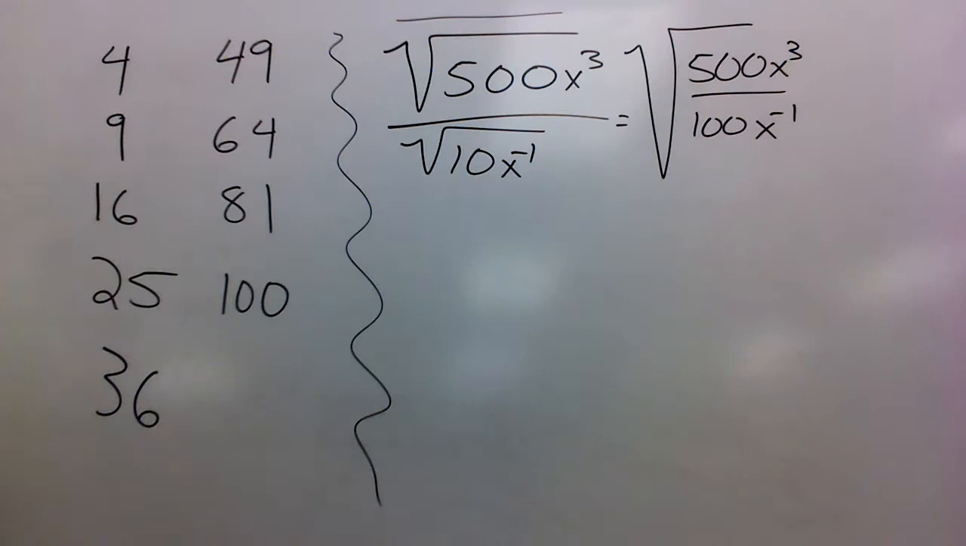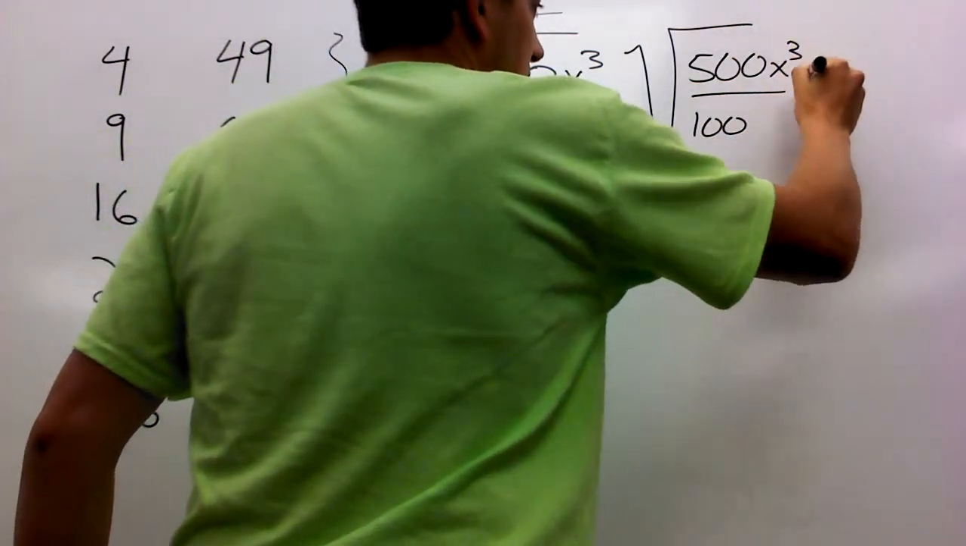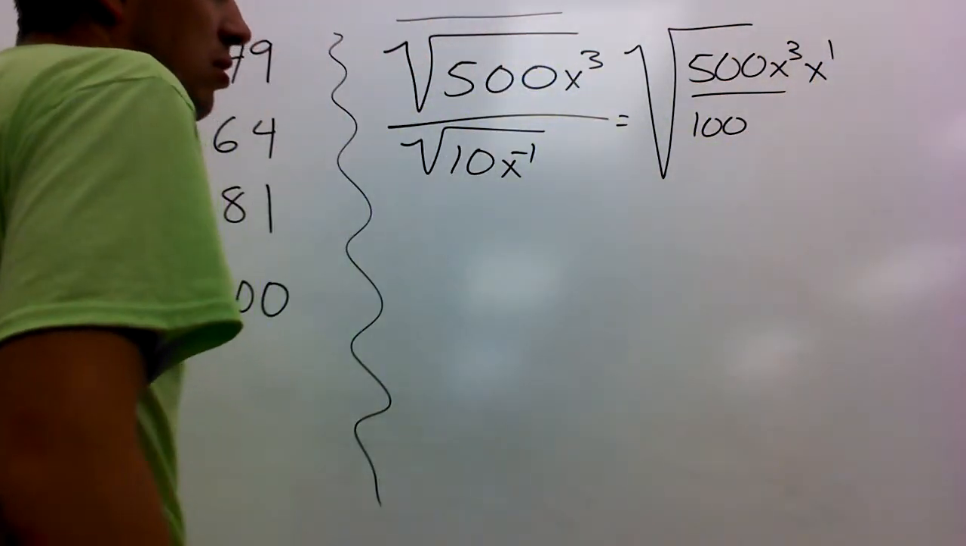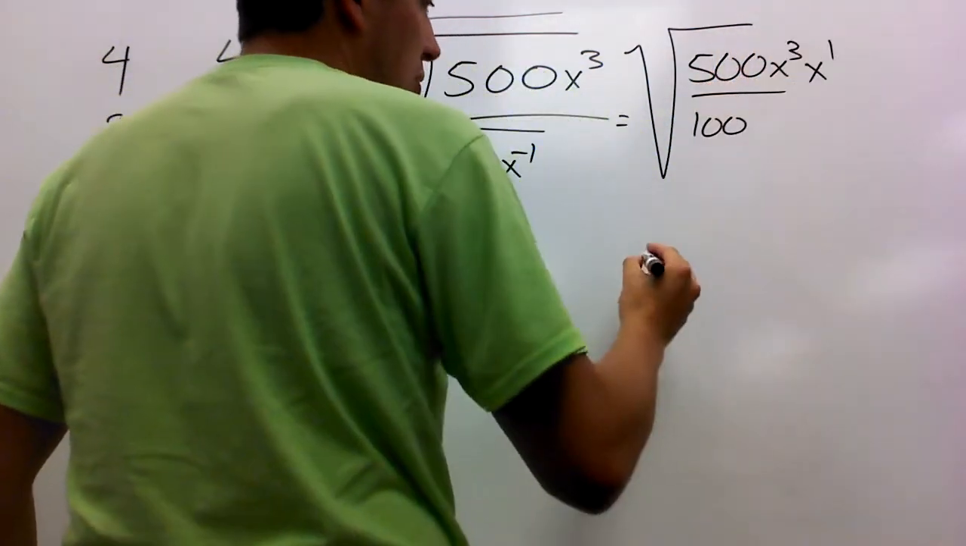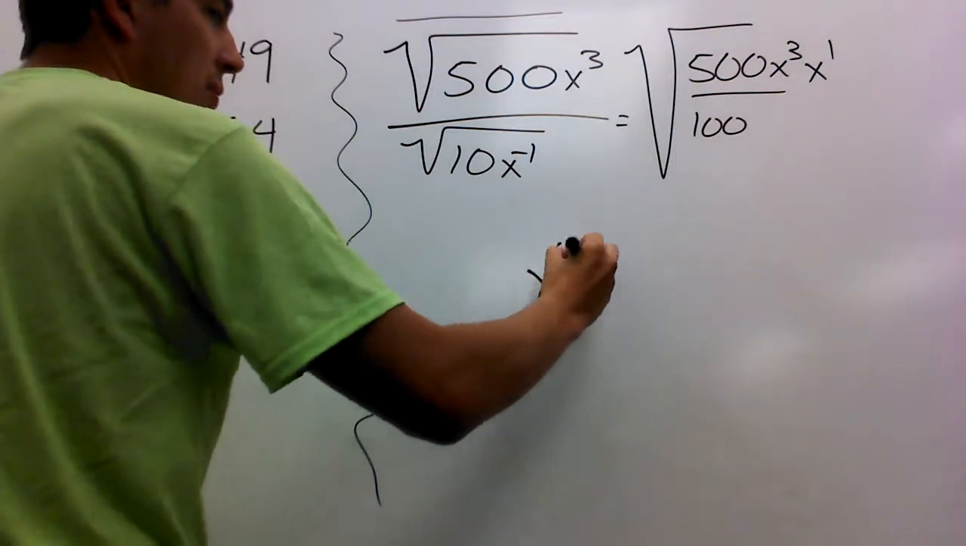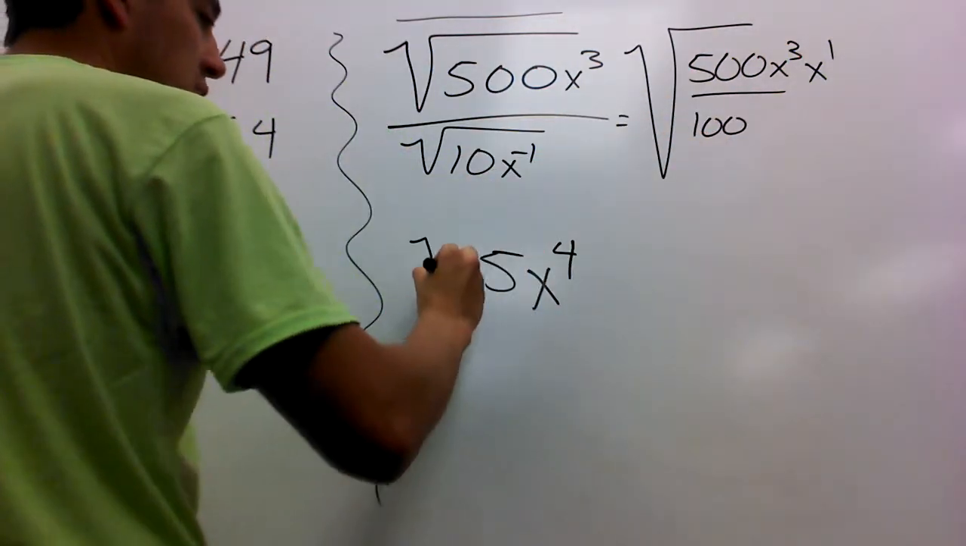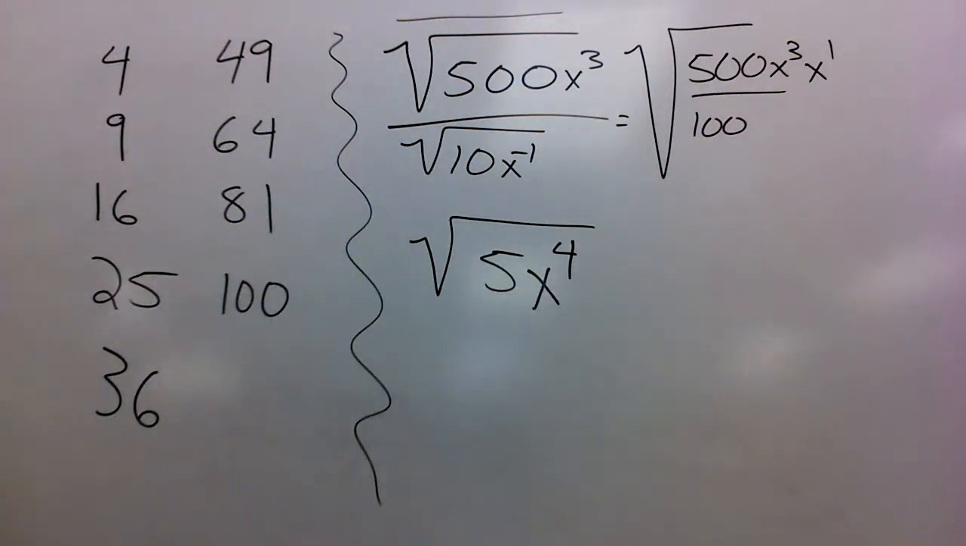What does a negative exponent mean? You better know this. You studied this. You have no problem now because you studied it. This moves to the top. X to the first. 3 plus 1 is 4, so it's going to be x to the fourth. 500 divided by 10 is 50. Got a square root. I don't have to show every step here, but I showed most of them. So in your classwork, show most of them.